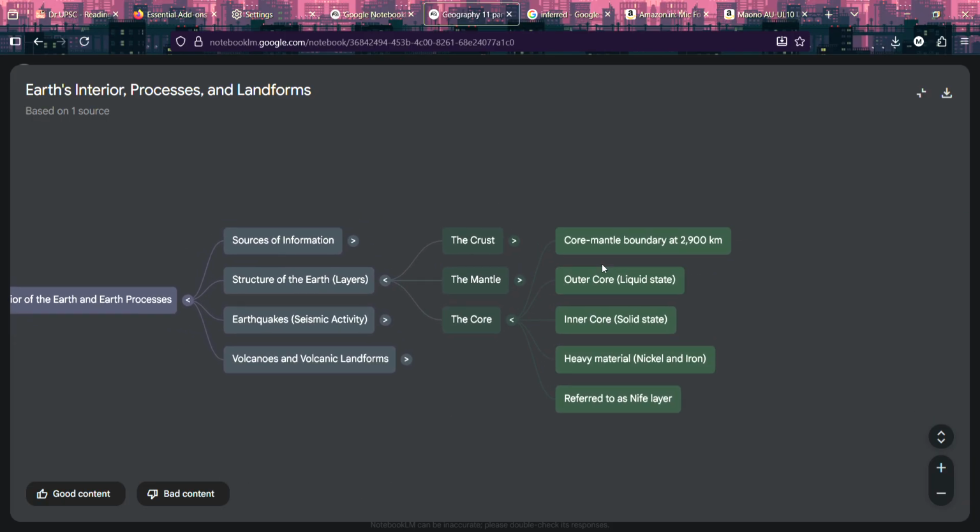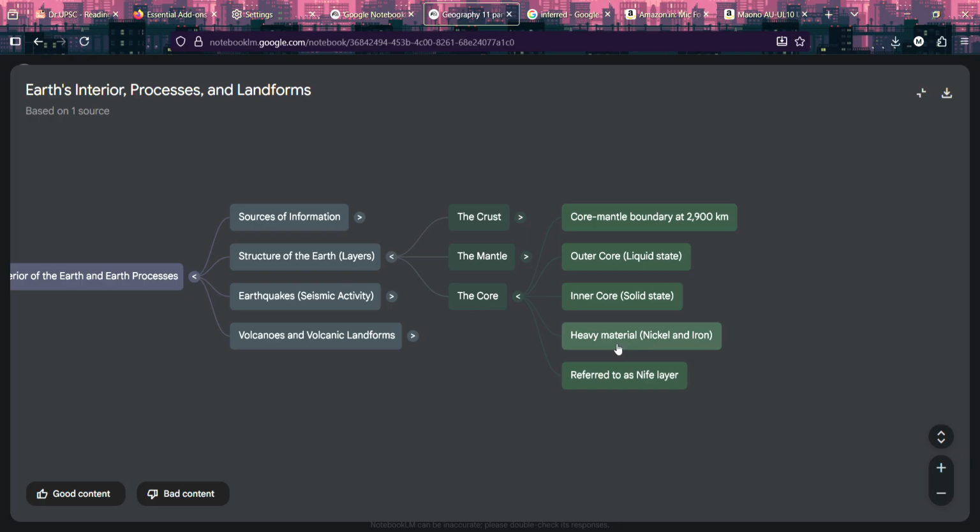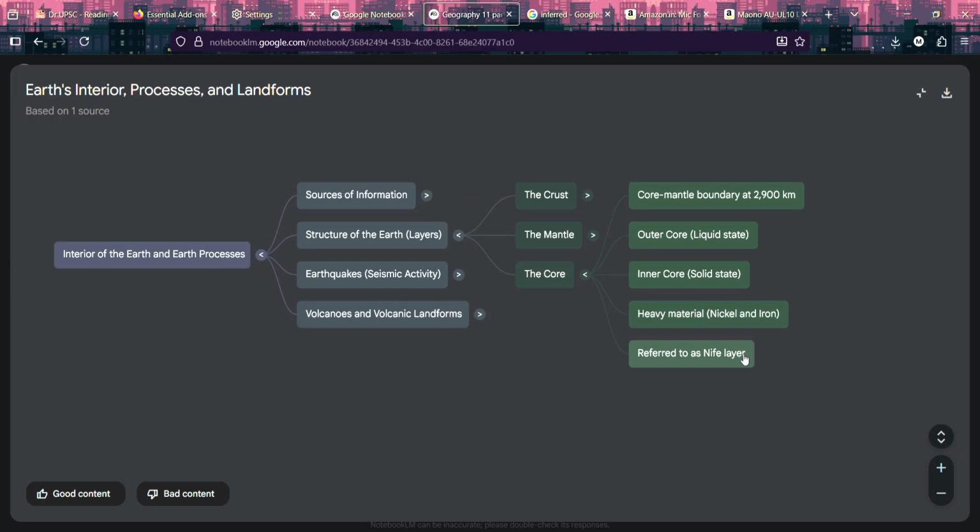The core-mantle boundary is at 2,900 kilometers. The outer core is in liquid state. The inner core is in solid state. It is heavy material made of nickel and iron. The core is made up of nickel and iron. It is also referred to as NIFE.